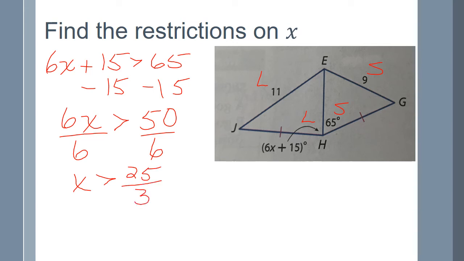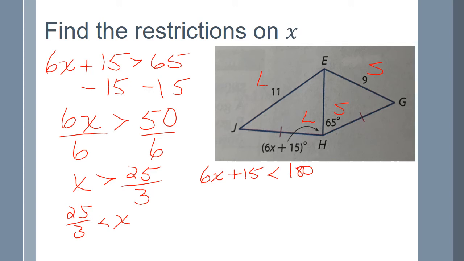Now, we have to keep in mind what's the smallest that this angle can be, right? So x is bigger than, so we're going to reverse this. This is the 25 thirds is less than x. But how big could x be? Well, x has got to be smaller than 180. So we set up our second part of our restriction. 6x plus 15 is less than 180.